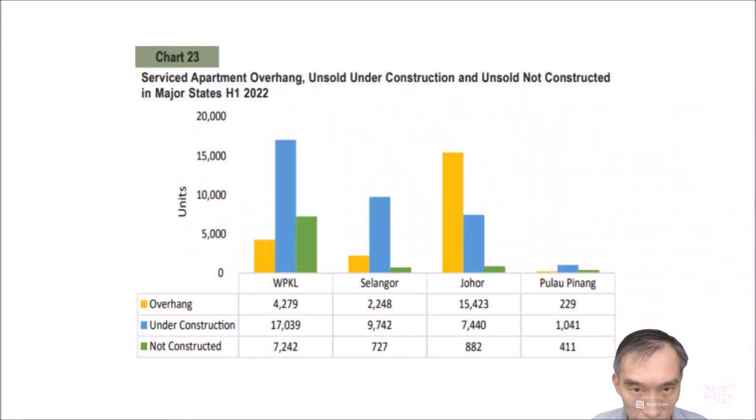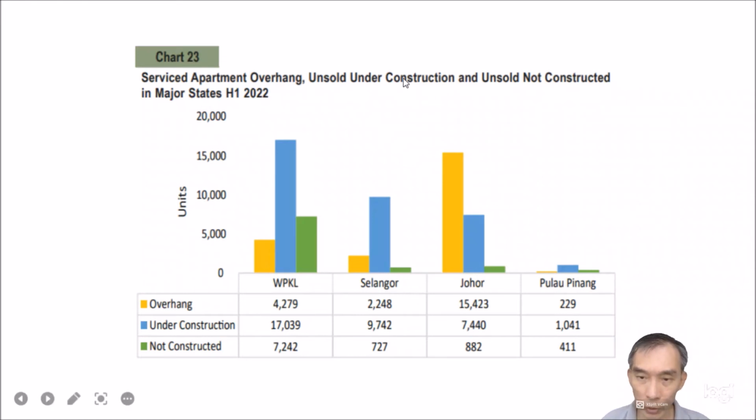The other one is the service apartment overhang. You can see the service apartment overhang and unsold undercon and also unsold not constructed. So like KL, you have a lot of under construction but not sold. Selangor also under construction, not sold. But then interestingly, you have Johor that is fully constructed but then unsold. And the under construction not yet constructed is actually not as high as the overhang. So this scenario seems to show that the project has been over constructed, completed, but then not able to sell.